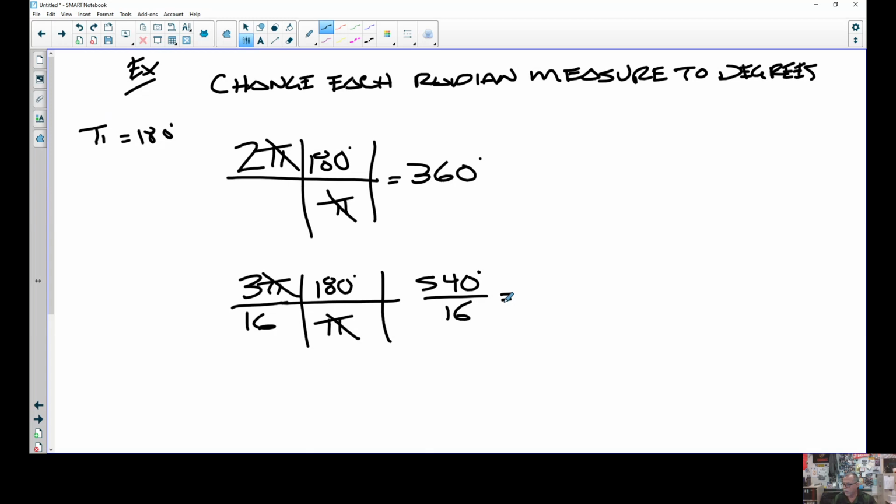Let's see, round to the nearest tenth if necessary. This is only for the degrees. So this comes out to 33.75 degrees. All right, let's do another one.